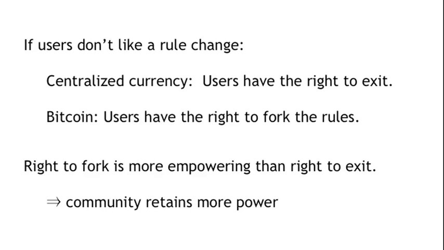The right to fork like this is more empowering for users than the right to exit. You can exit if you want, but you have the right to fork, and that actually gives you more power. And therefore, the community has more power in a system like Bitcoin, which is open source, than it would have with a purely centralized system. So although the lead developers might look like a centralized entity controlling everything, in fact, they don't have the power that a purely centralized manager or software owner would have.